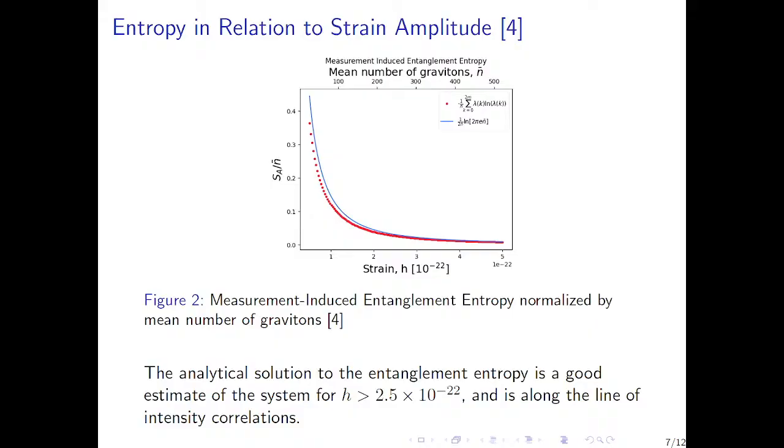As you can see in this figure here, for higher strain amplitudes of the gravitational wave, we would be pretty easily able to model the measurement-induced entanglement entropy as a function of this mean graviton number, and it just so turns out that this is actually along the lines of intensity correlations, which is another signature of non-classicality within gravitational waves. So that means that we're doing something right.